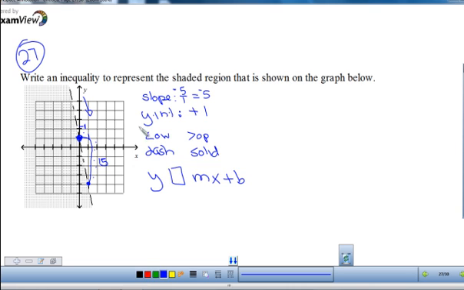Okay, it's a dash line, so that means it's going to be no line. And this is the top of the line, so it's shaded below the line, so it's going to be a less than. It's going to be y less than, no line, negative 5x plus 1.